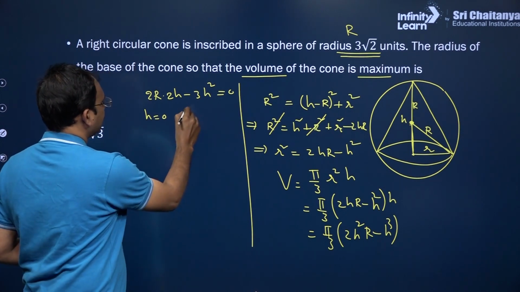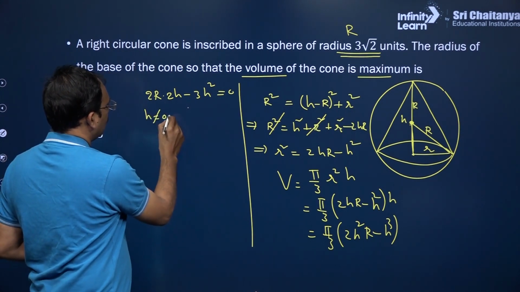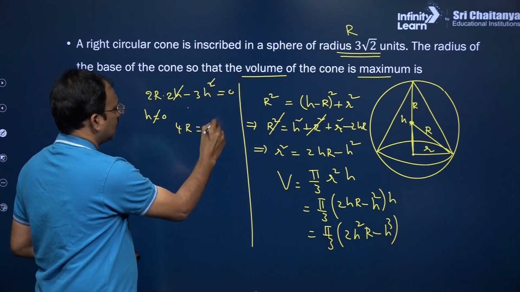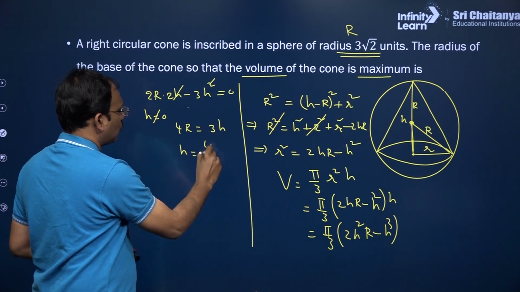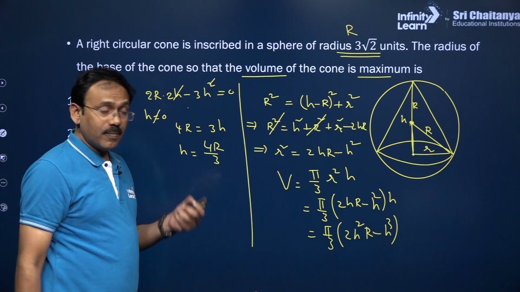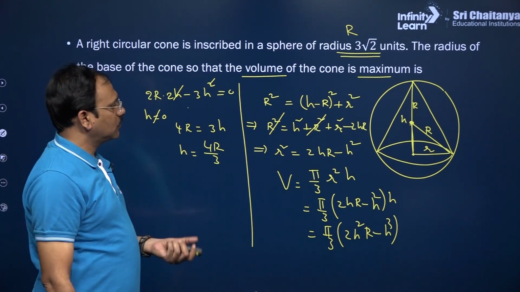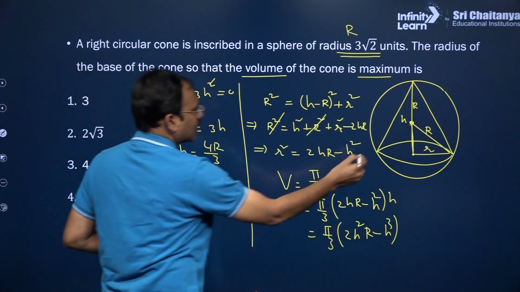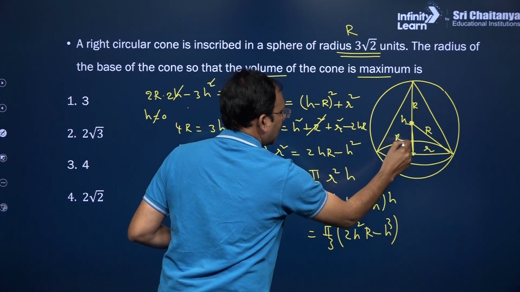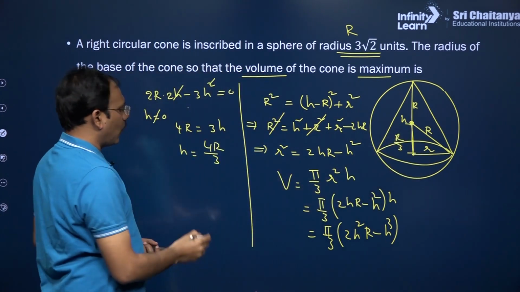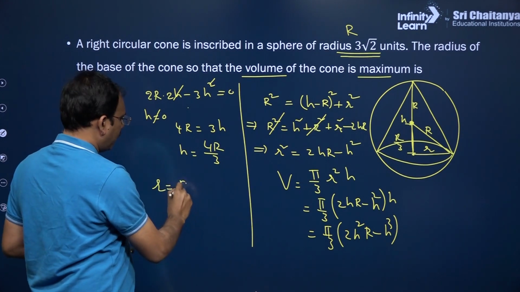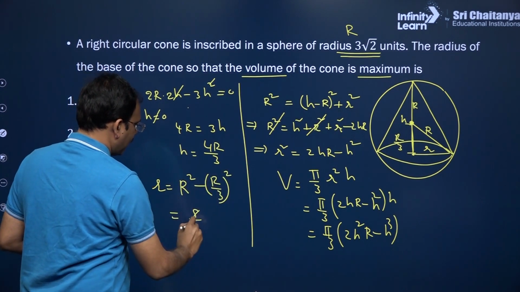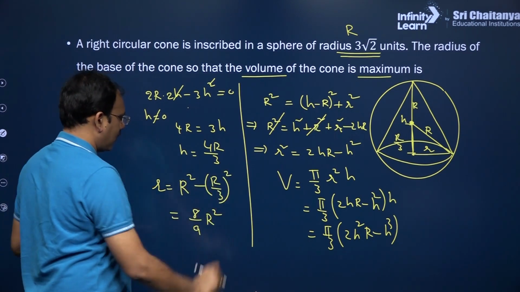The other case is, we cancel h now, you will get 4r is equal to 3h. I have to maintain h is equal to 4r by 3. So, to make the volume maximum, I have to maintain h like this. Already this r is already there. So, this must be r by 3, my dear friends, r by 3. So, what should be small r? Small r square is going to be r square minus r by 3 whole square, which is r square by 9, which is 8 by 9 r square, my dear friends.